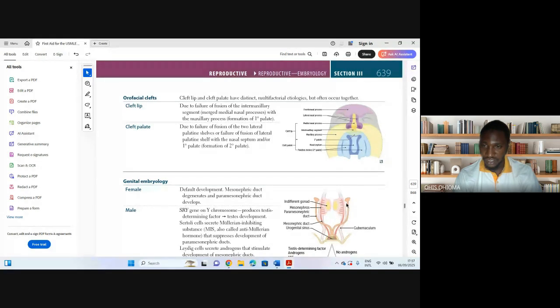It starts degenerating at the lower pole, the middle pole rather. This middle pole starts degenerating and becomes thinner, right? It becomes thinner and shrunken. And so it attaches this testicle to the floor of the scrotum in the penis. So let me just show you guys what it means basically.